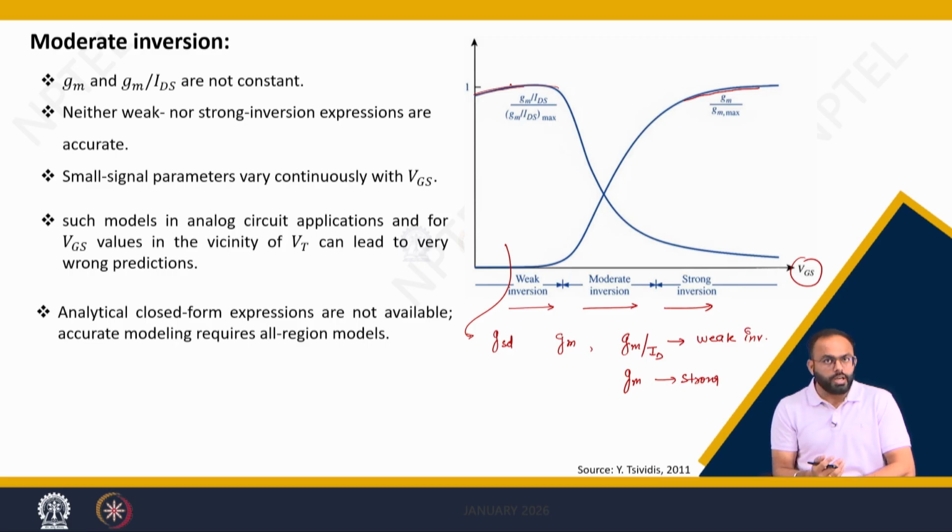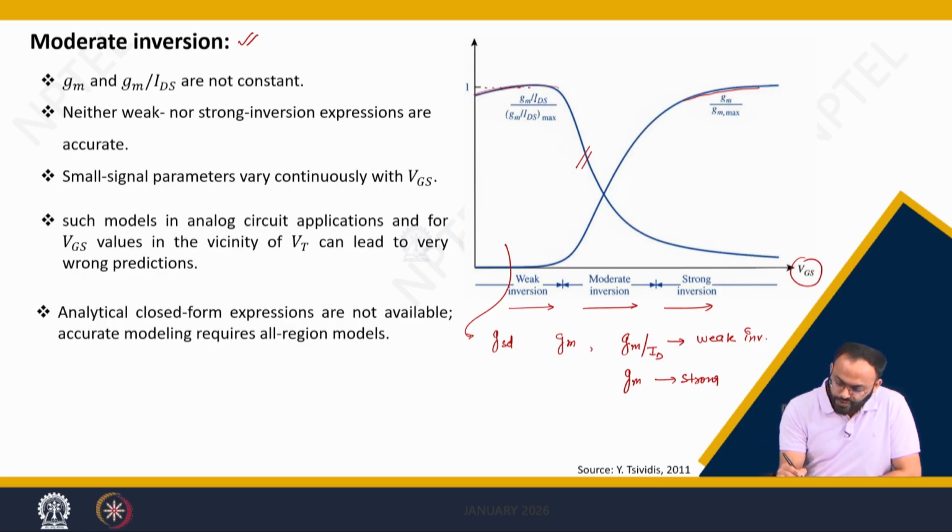Whereas if you see the moderate inversion, neither GM by ID nor GM is constant or following a prescribed rule, right? That is why we need to go for precise modeling while defining this region of operation, that is moderate inversion, right? Here we have defined GM by ID with a normalized value of GM by ID max. Similarly, GM with a normalized value of GM max. It is clear that in weak inversion GM is negligible, whereas in saturation it is constant, right? Similarly, GM by ID is constant in this.